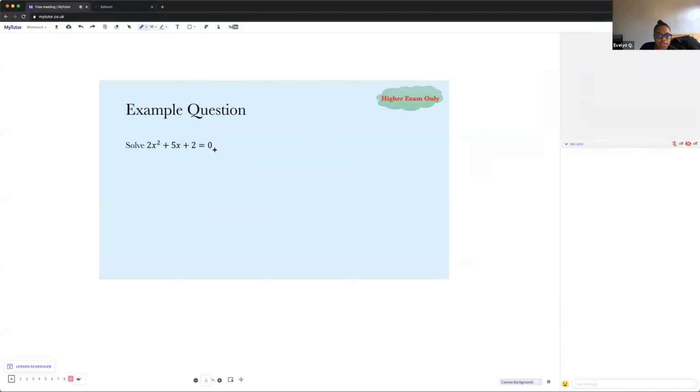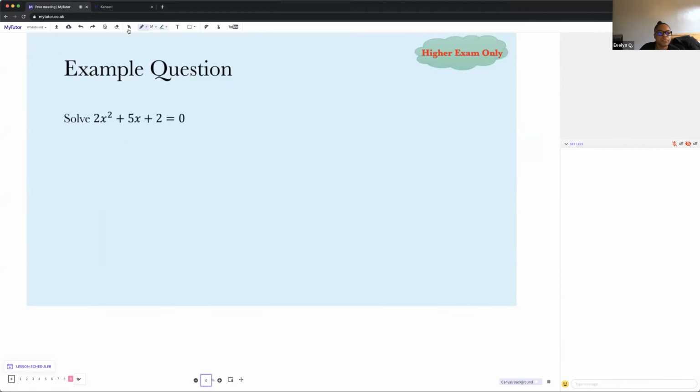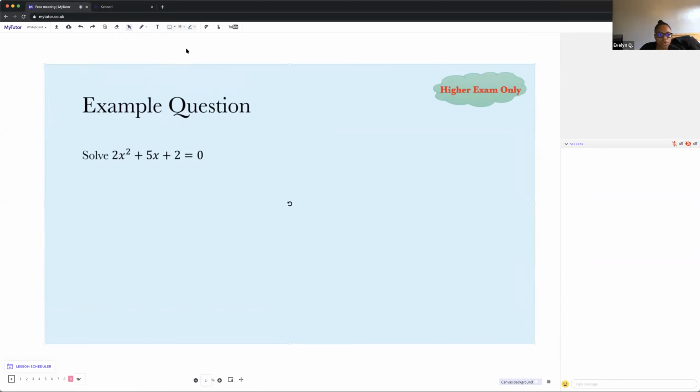So here's one example of one question which might come up in your higher exam paper. Right, let me zoom in a little bit so everyone can see it a bit clearer. Right. So we've got 2x squared plus 5x plus 2 equals 0. So the first thing that we're going to do is we're going to take this 2 and this 2, that's my A and my C, and I'm going to multiply them together. So 2 times 2 gives me 4.